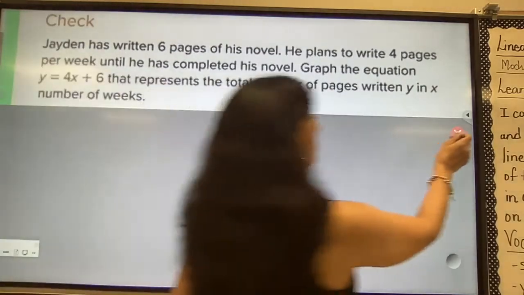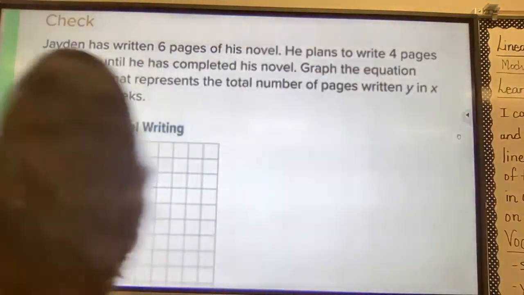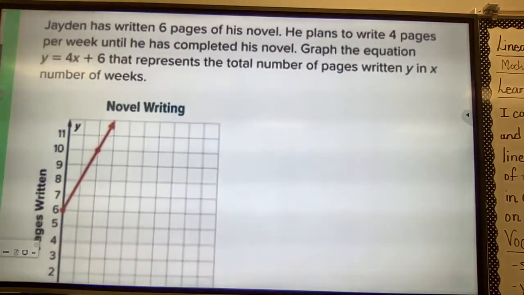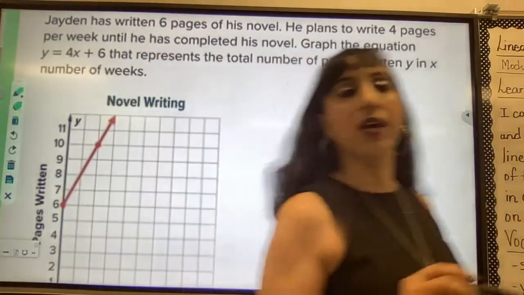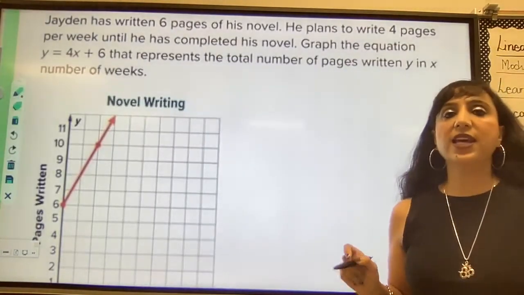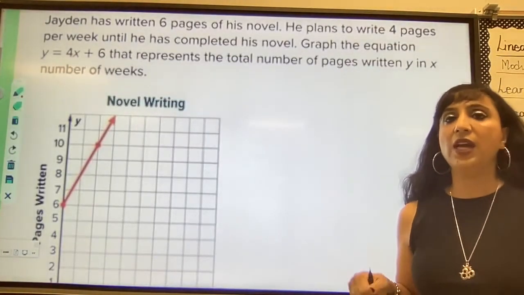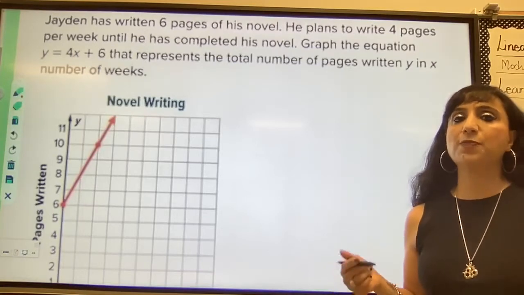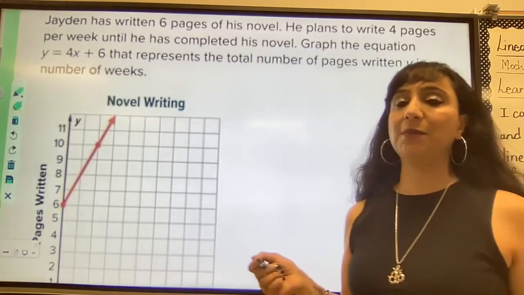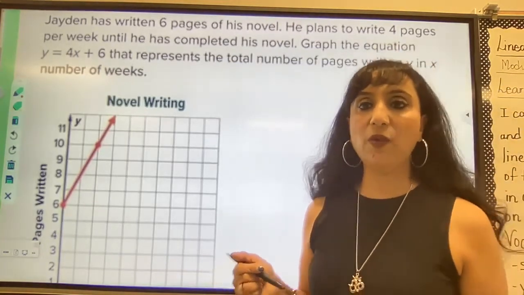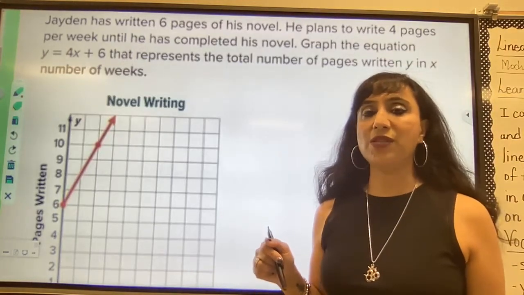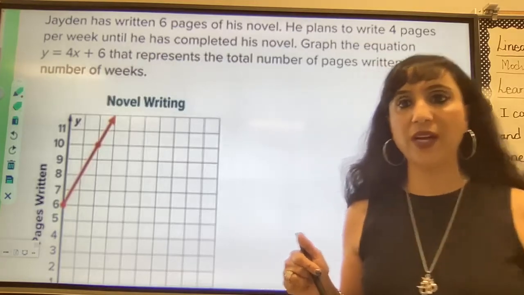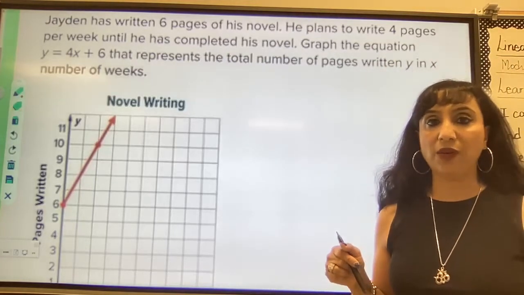And I am going to remove this so we can see what we're doing based on the graph. All right. So let's look at this. Jaden has written 6 pages of his novel. He plans to write 4 pages per week until he has completed his novel. Graph the equation y is equal to 4x plus 6. That represents the total number of pages written, y in x number of weeks.